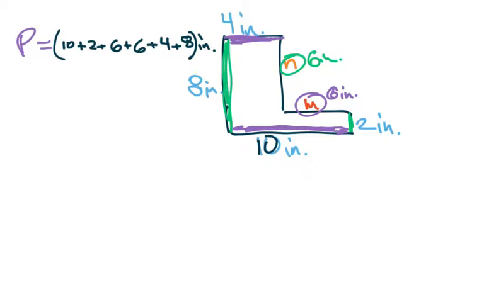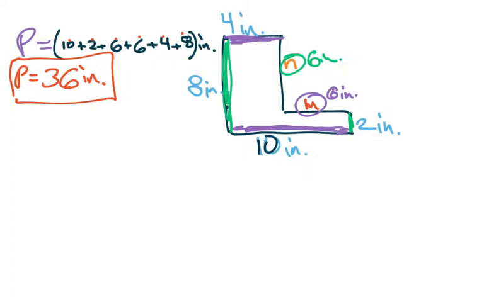And again, a quick count, 1, 2, 3, 4, 5, 6. 1, 2, 3, 4, yeah, it looks all good to me. Then I go ahead and do my adding. So I got 10 plus 2, 12, 18, 24, 28, 36 inches. Boom. Not so bad, right?